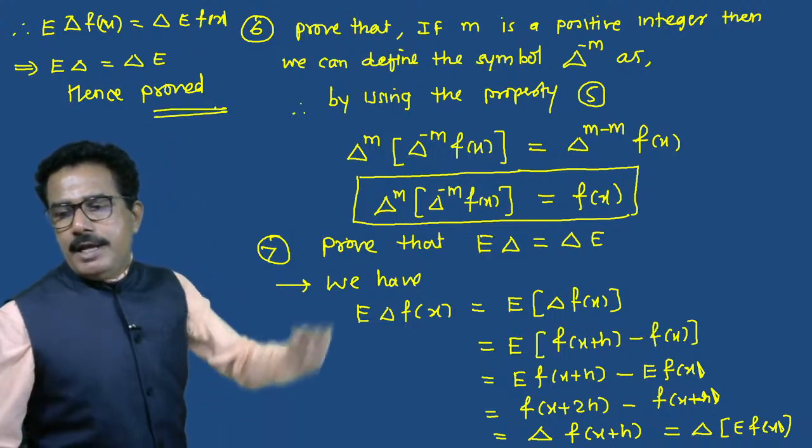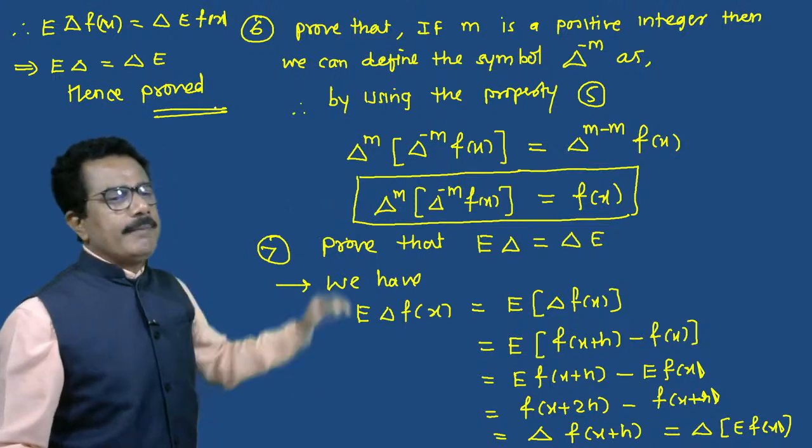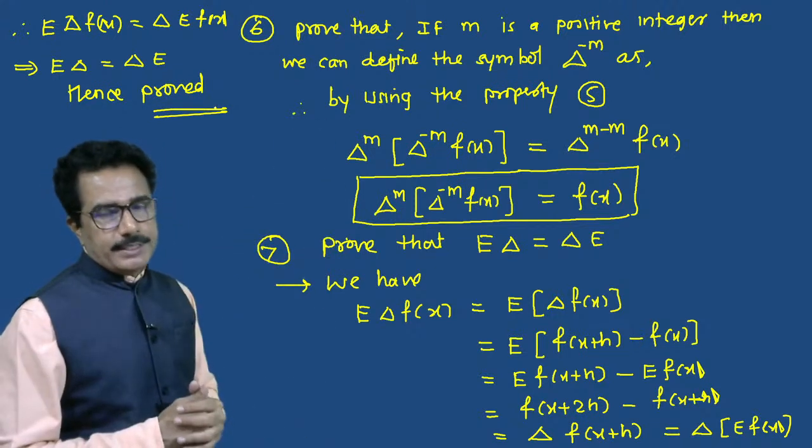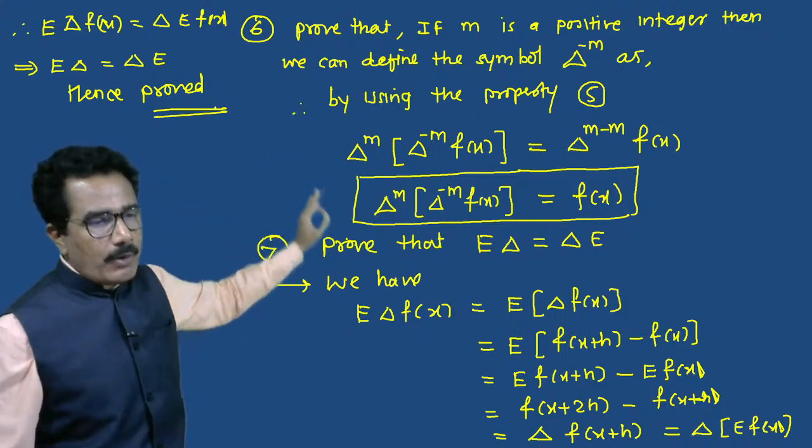See this, अशा पद्धतीनं या 7 प्रॉपर्टीज चांगल्या पद्धतीनं लिहून घ्या. We can prove the 7 properties. In this way we can prove the 7 different important properties.